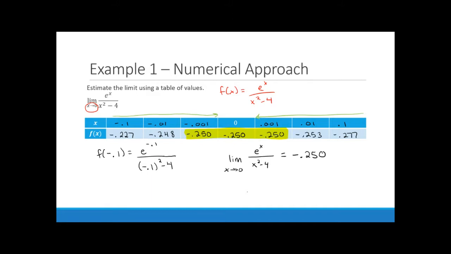Does that make sense? Yes. Okay, and it's all about picking the right numbers. So that's why you want to start with your middle number, the number you want to approach, and then you go from there.